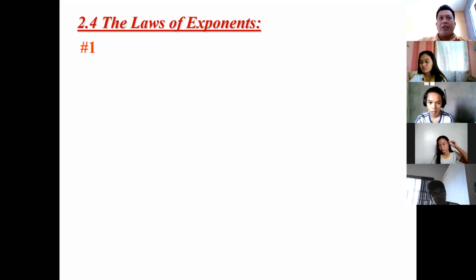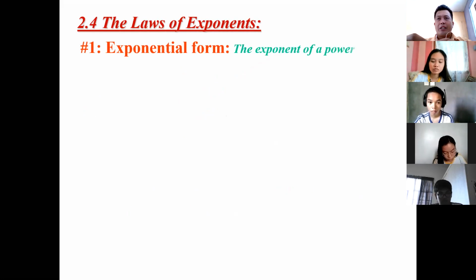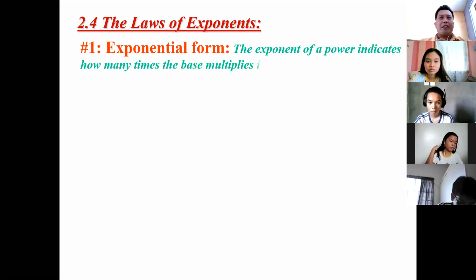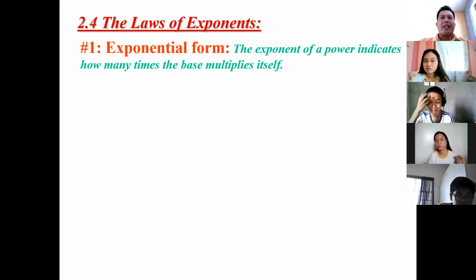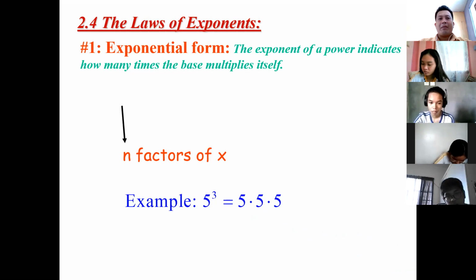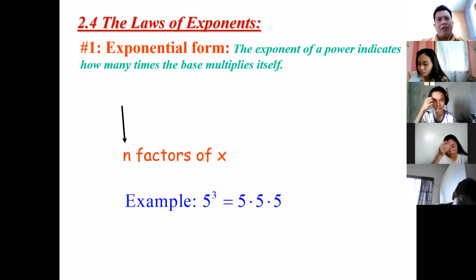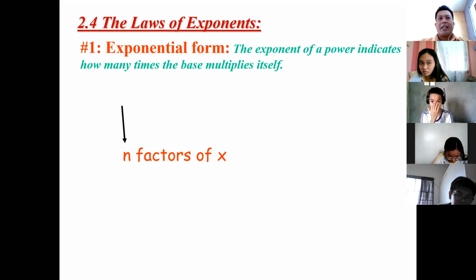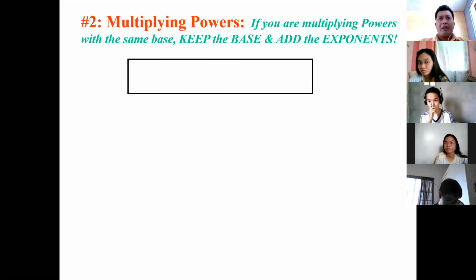Okay? So what are the laws of exponents, class? According to the laws of exponents, the exponential form of a certain number indicates how many times the base will be multiplied by itself. So for example, we have the one a while ago, 5 to the power of 3. The base 5 is multiplied by itself 3 times. If that is a variable, let's say x to the power of 5, so the variable x is multiplied to itself 5 times. Get it? Okay, this is what we're going to deal with first.